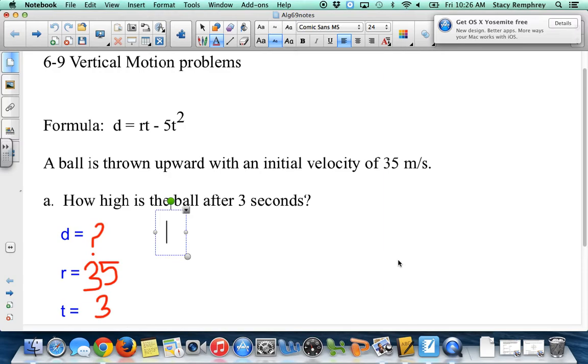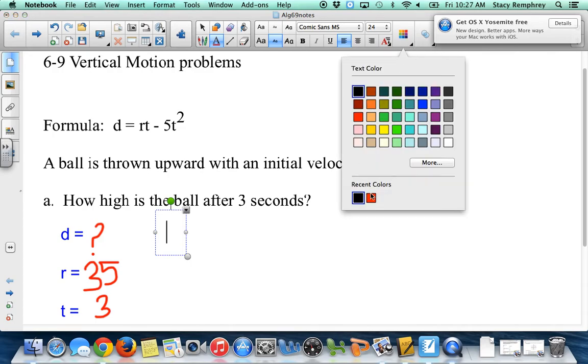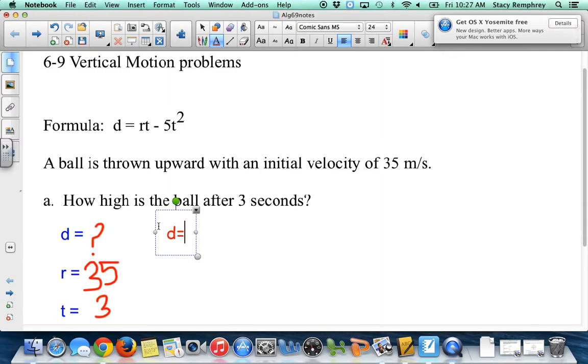Okay, so all we're going to do is we have d. I know my rate is 35. I know my time is 3. And again, the exponents are a little difficult on the Smartboard software.